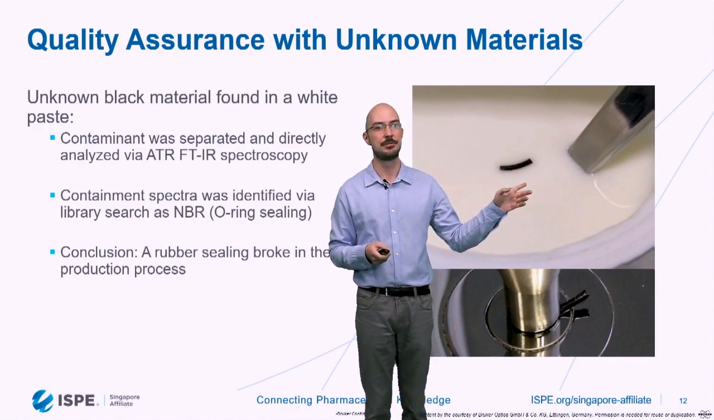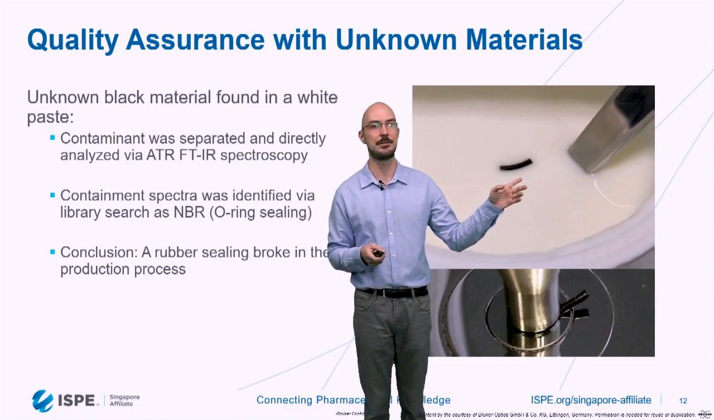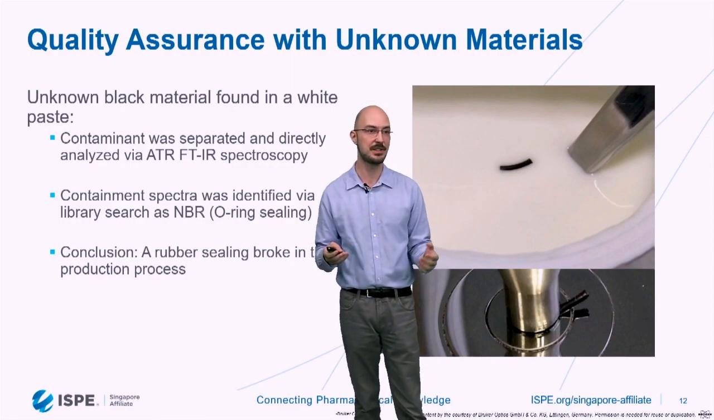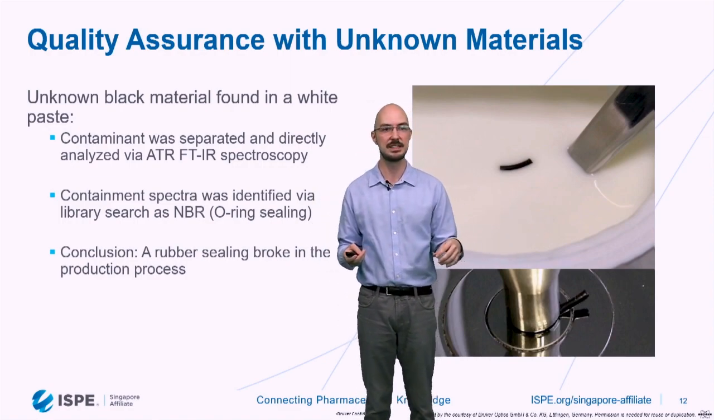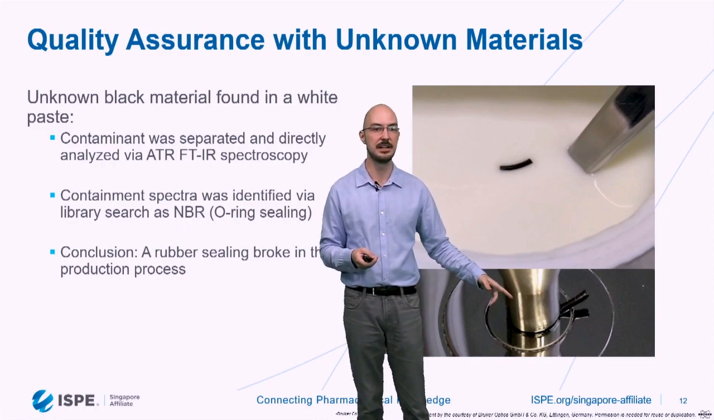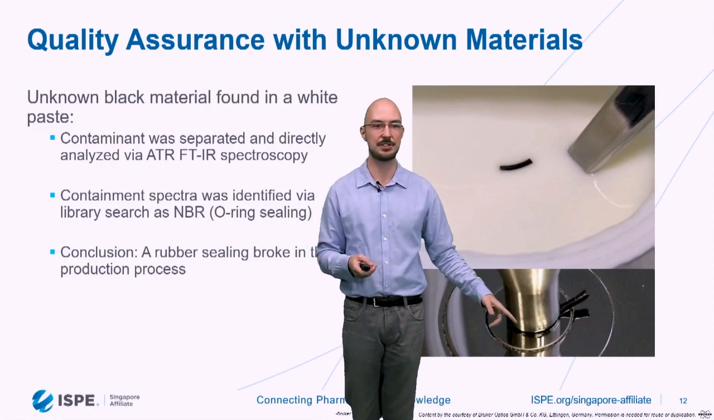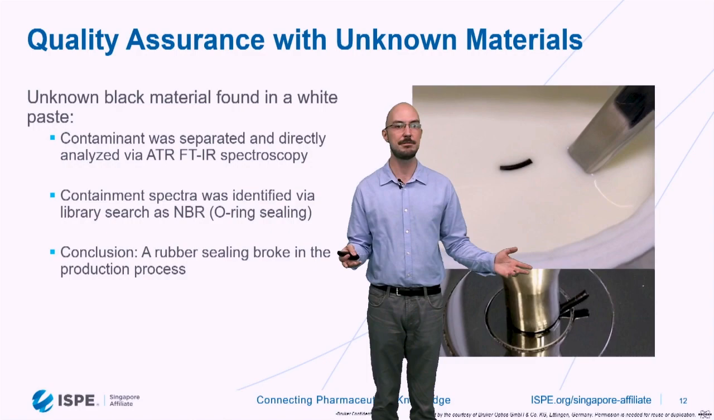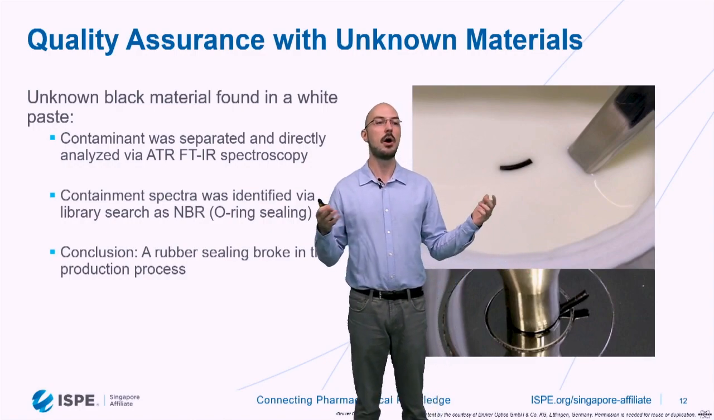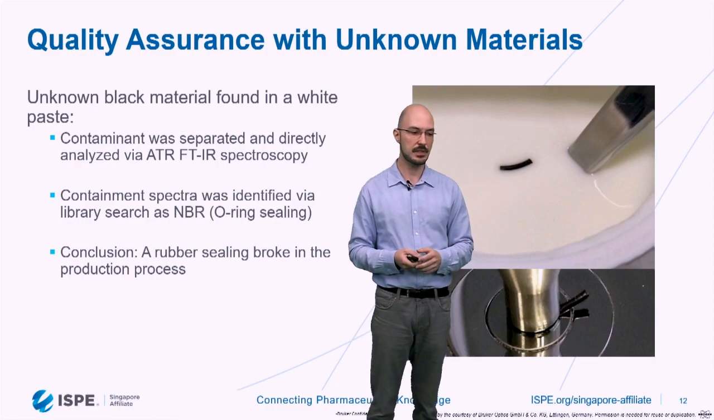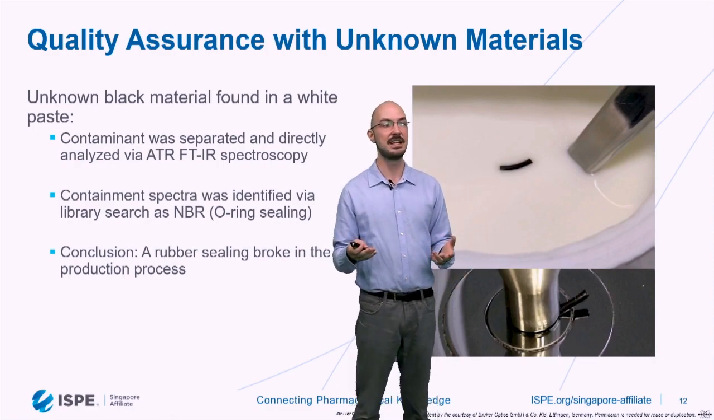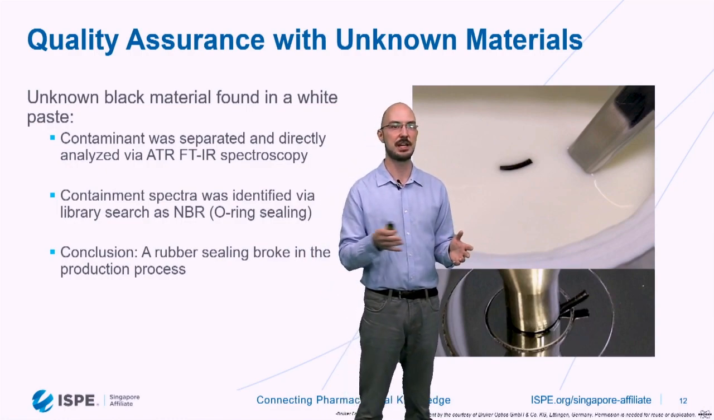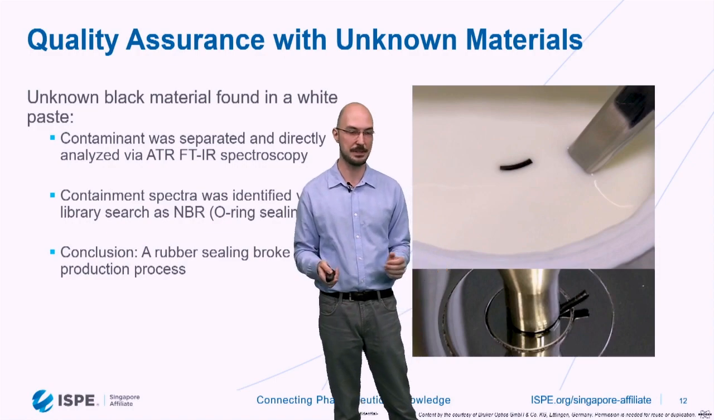As seen here, after the production of such a cream, we found a small black particle in it. So this contaminant can then be easily and quickly separated and analyzed, as can be seen here, with ATR reflection FT-IR spectroscopy. And from there, we can easily identify this unknown material as an NBR O-ring sealing. So the conclusion would obviously be that a sealing during the production process might have been broken, and you can stop the production and check where this actually happened.